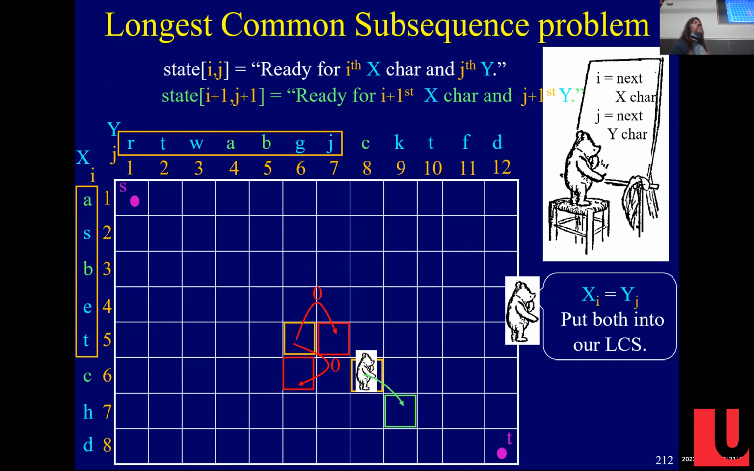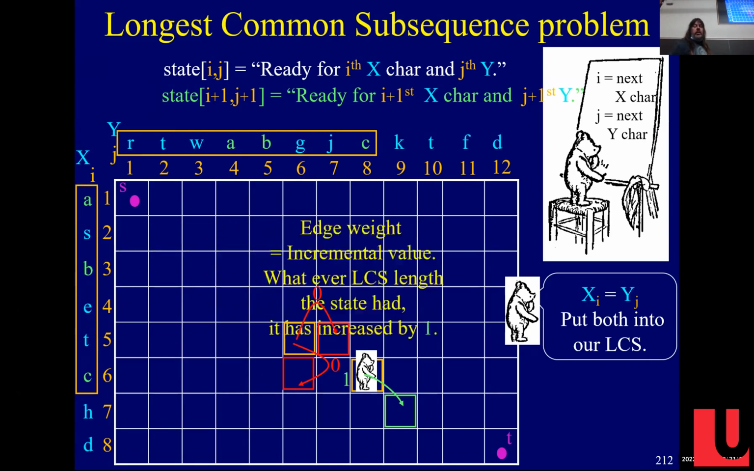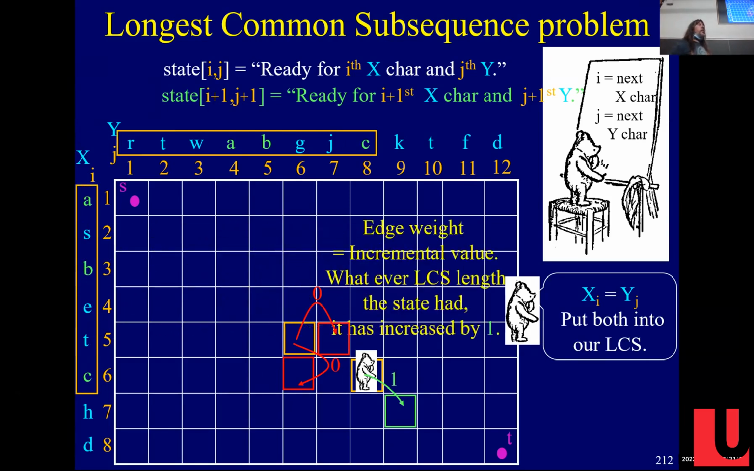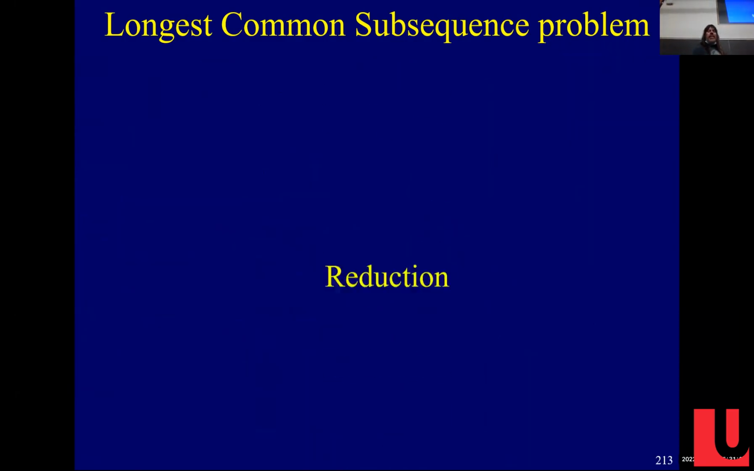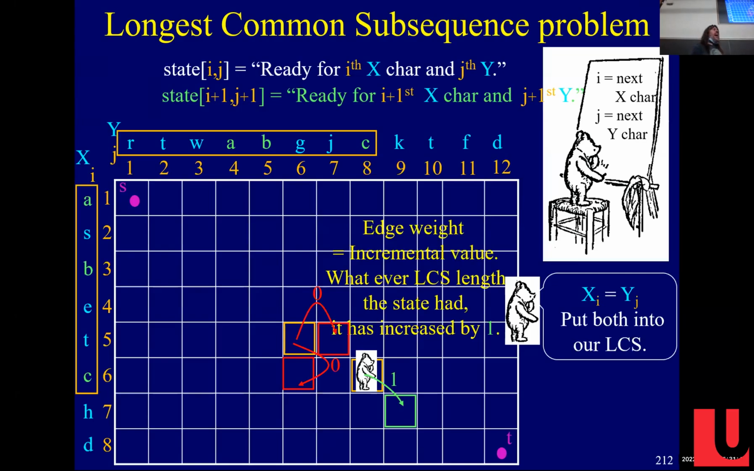Now, what's the weight of this edge? 1, right? Because we got one more letter. Everybody see it? The value of this action was 1. We got one more letter. Boy, that was easy. How hard was that, guys?